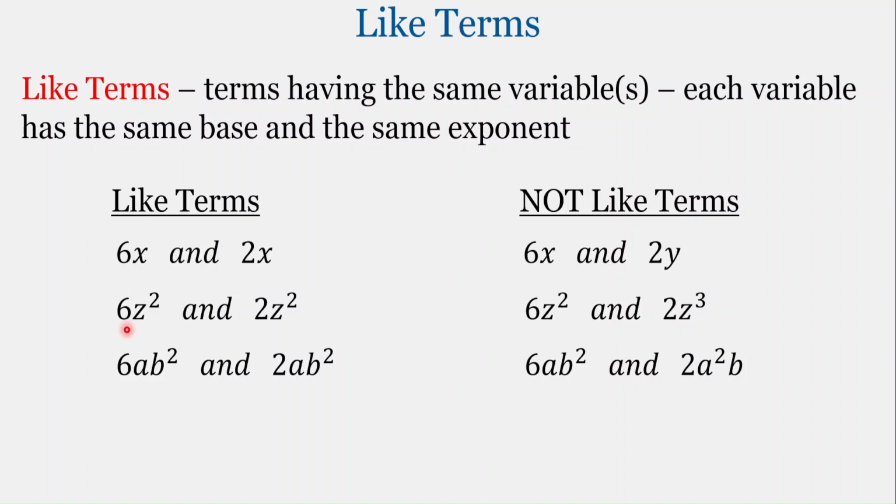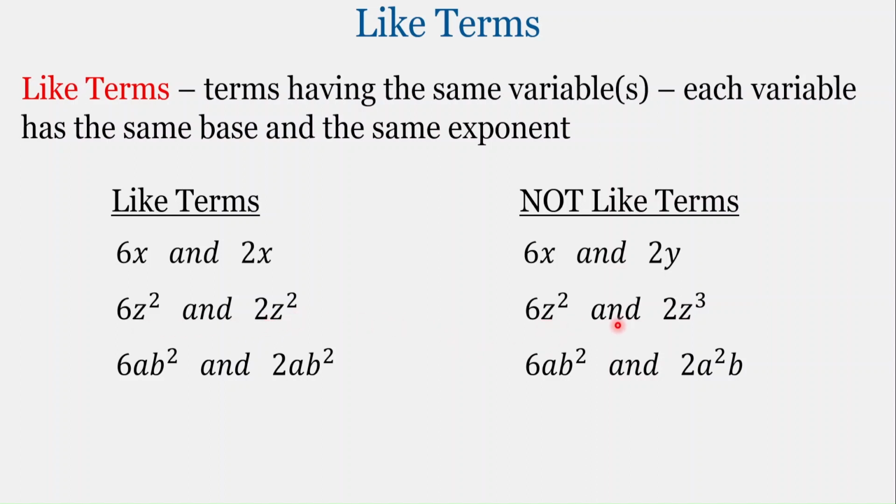Looking at this second line, we have 6z squared and 2z squared. Again, the bases are the same. We have a base of z in both cases, and the exponent is the same. Exponent of 2, both of these are raised to the power of 2. So we have the same variable raised to the same power. These are like terms.